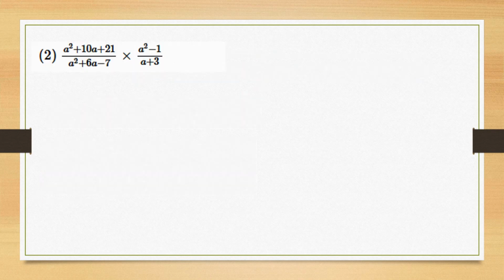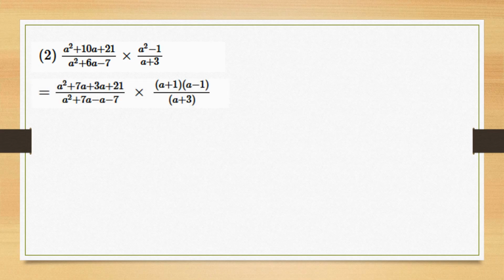Let us see the second sum. The second rational algebraic expression is a squared plus 10a plus 21 upon a squared plus 6a minus 7, into a squared minus 1 upon a plus 3.